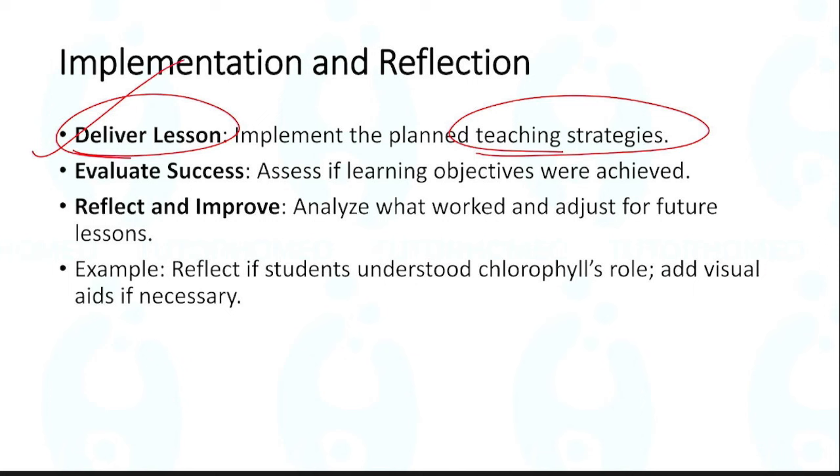Then after the lesson is given, what happens? They can evaluate if the learning objective has been achieved or not. That is the evaluation of success, usually done by formative or summative assessment. Then reflecting and improving means the teacher analyzes their own teaching process, whether it has worked well or not. If it has worked well, good. Otherwise, she or he can adjust for future lessons. So that is about reflection and improvement.